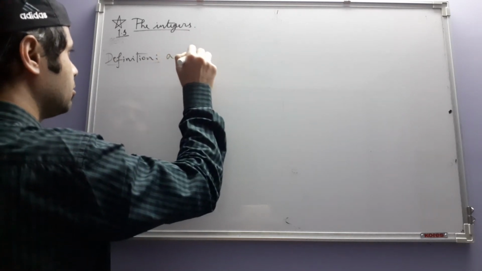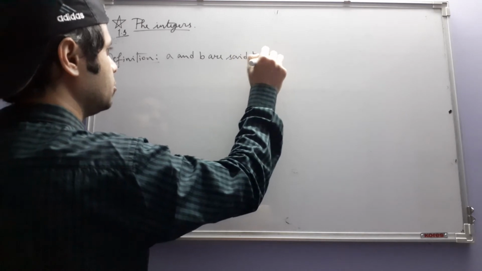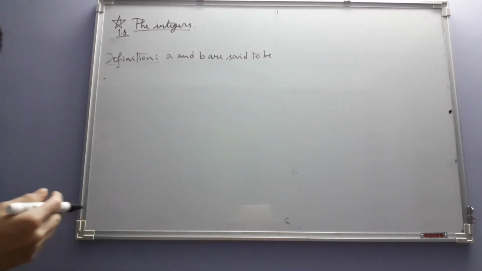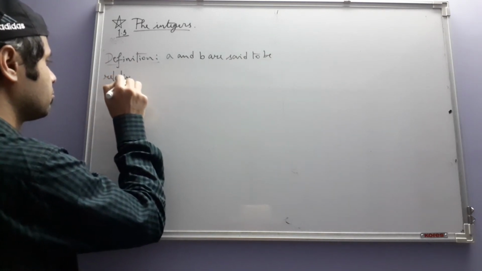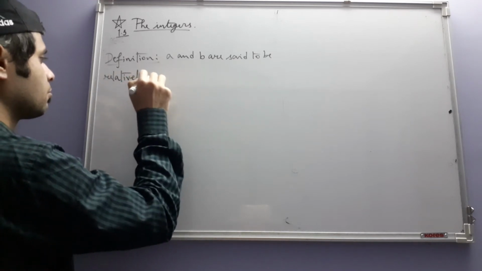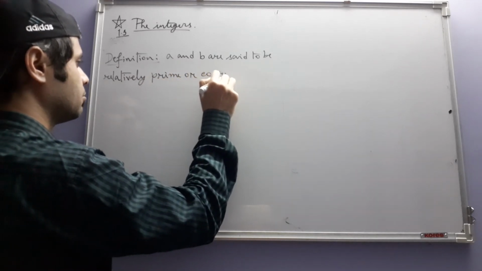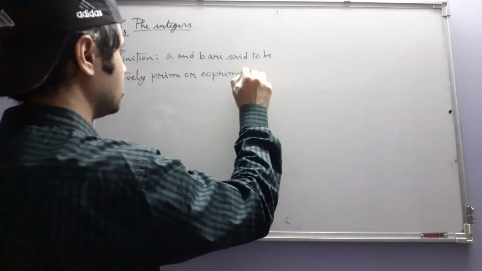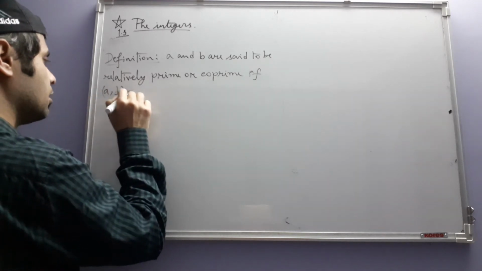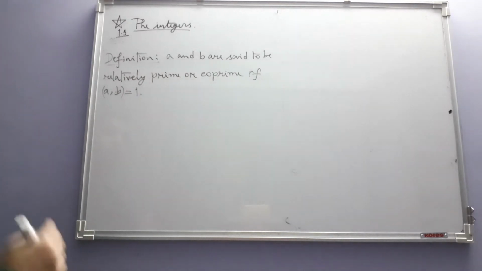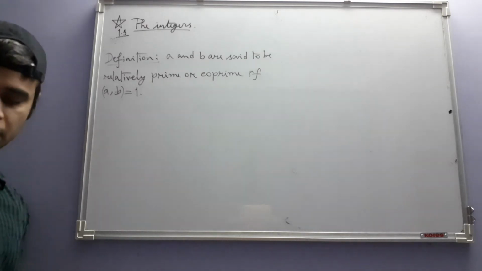A and B are said to be relatively prime, or sometimes they are also called coprime to one another, if their GCD is equal to 1. In this special case we say that A and B are relatively prime or coprime.